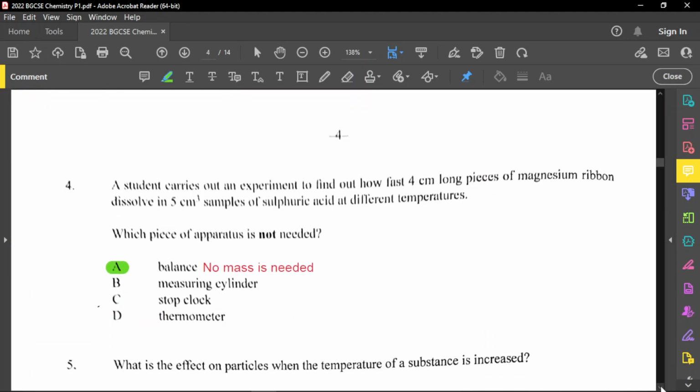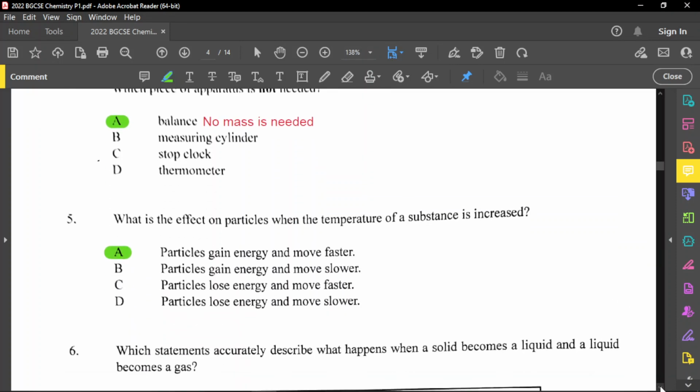Question number 4. It reads that a student carries out an experiment to find out how fast 4 centimeter long pieces of magnesium ribbon dissolve in 5 centimeter cube sample of sulfuric acid at different temperatures. It said which piece of apparatus is not needed. If you look at this carefully, it gives you a length, and it also gives you a volume, and you have different temperatures. So your thermometer is needed, and a stopwatch is needed to determine how fast the reaction is going. The measuring cylinder is needed to measure the volume of the substance, and you do not need a balance because here there is no mass required based upon this reaction. So option A is the correct one.